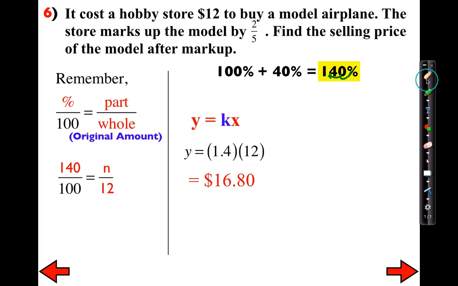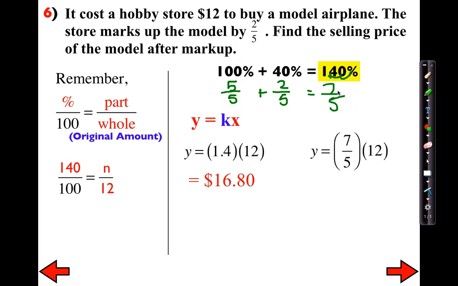but once again, you do have the option of leaving everything as a fraction. Here, what you would have to do is you would do 100%. Now, since we are using 2/5 on this end, I think it would be a good idea to use 5/5. Why am I doing this? Because 5 over 5 is 1, and that helps me out. So that would be 7/5. So you could have taken 7/5 of 12, and that would also have given you $16.80. So, how much is this model plane going to cost after the markup? It will cost $16.80.